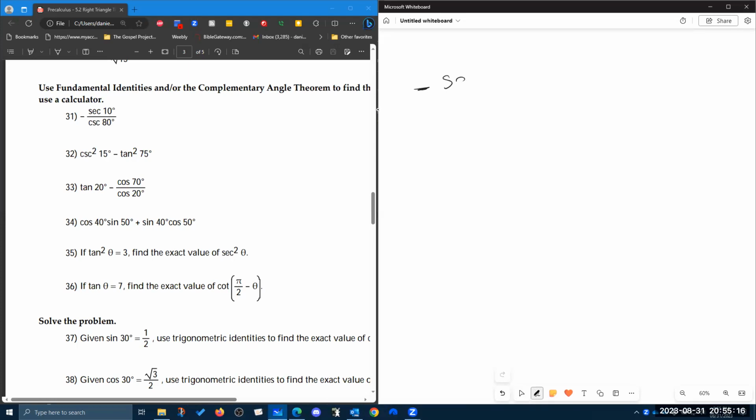Just for consistency in this set of problems, I'm going to go down to the lower angle each time. It really doesn't matter which way you go, but I'm going to leave the 10 degrees alone. I'm going to change the cosecant to its cofunction secant, and change 80 degrees to its complementary angle 10 degrees, and these make a negative 1 over 1, which is a negative 1.